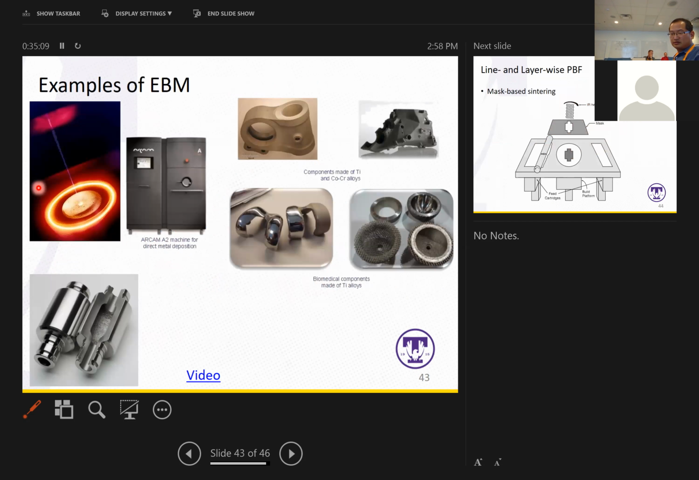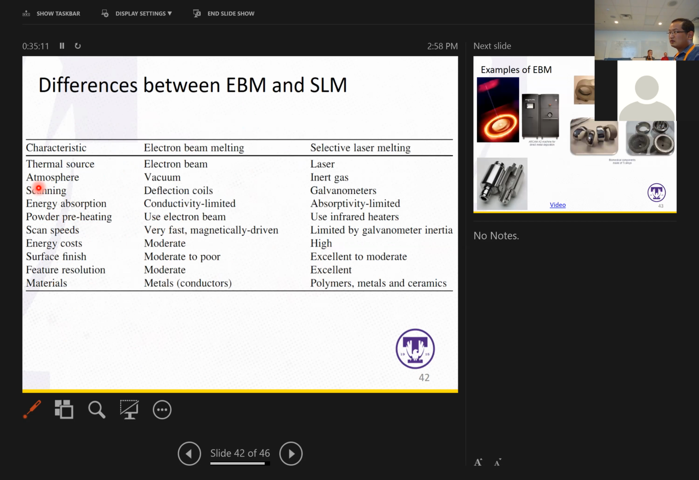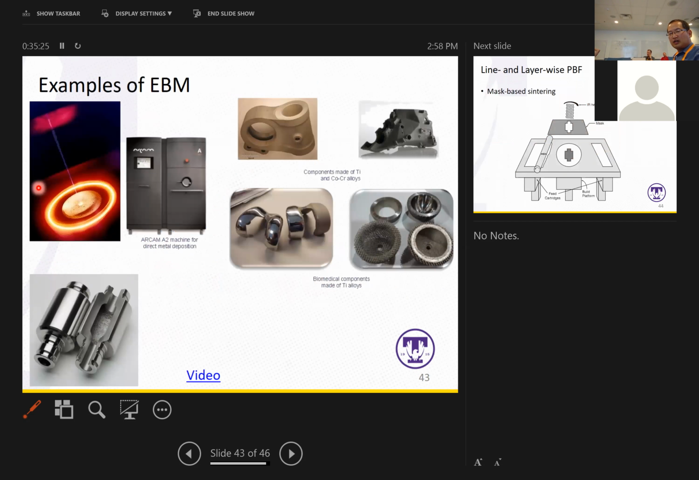And isn't the scanning faster on the E-beam? I think you can deflect it instead of it being one spot that has to raster everywhere. I think you can spread it because it's got so much power. You can spread it too. I see. It's a bigger area. Makes sense.